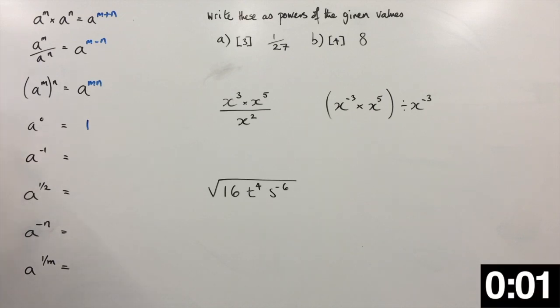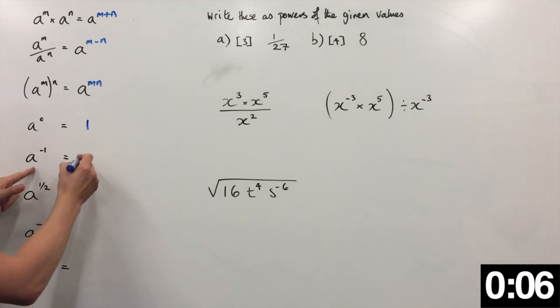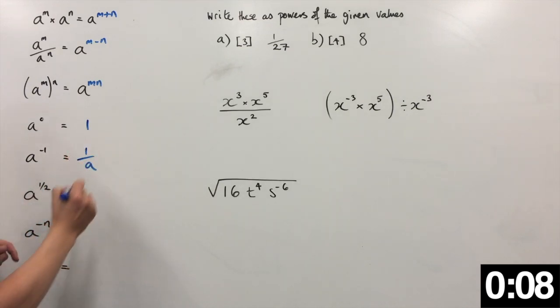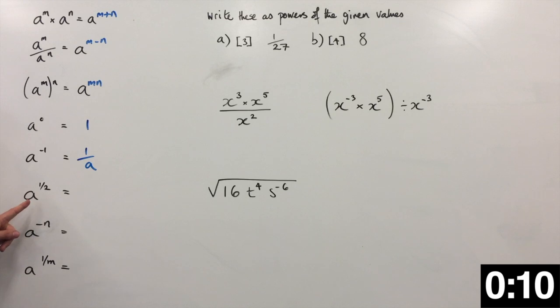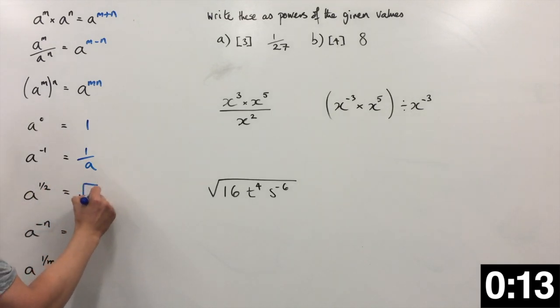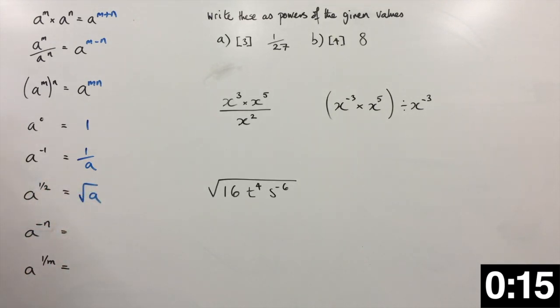Let's start getting into the new ones in this section now. Anything to a negative, we need to think about flipping it, so it's going to be 1 over A. Fractional, this one is the equivalent of the square root of A. And now we look at more general cases.